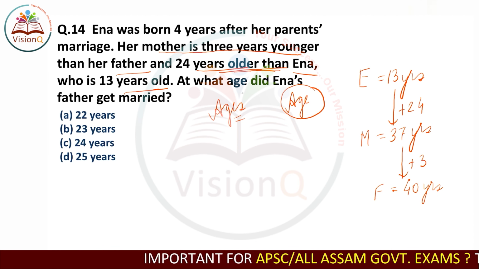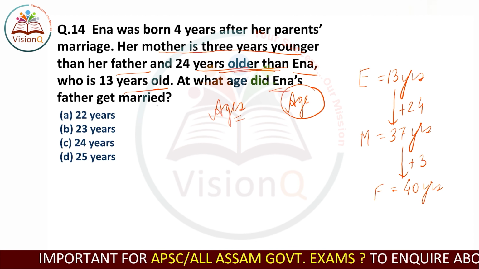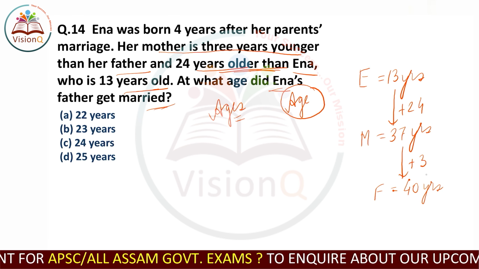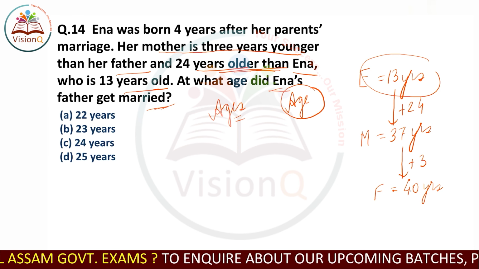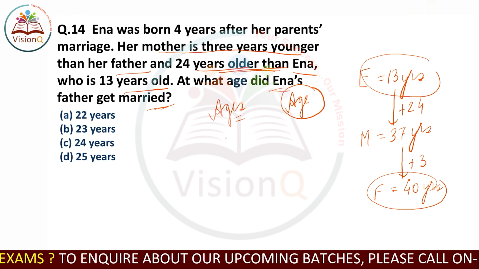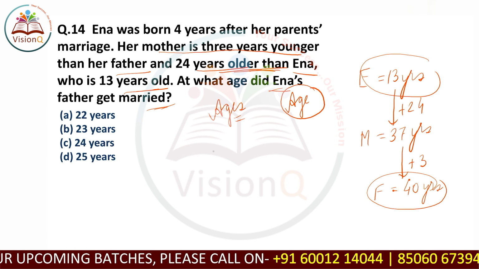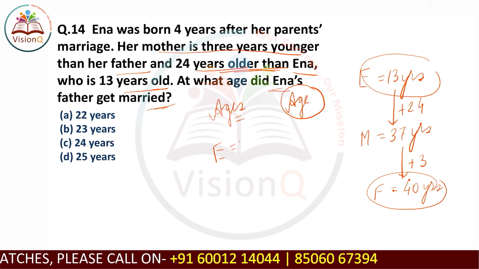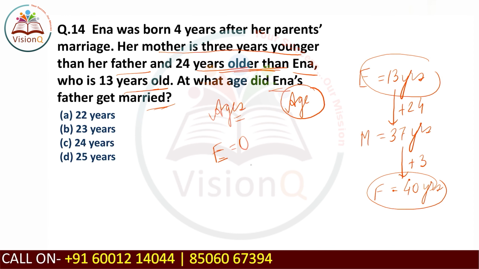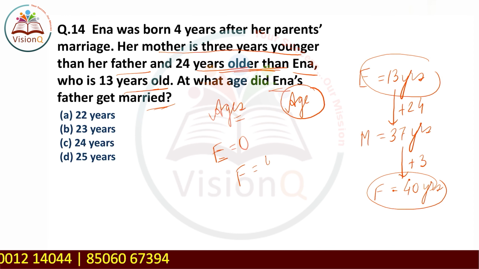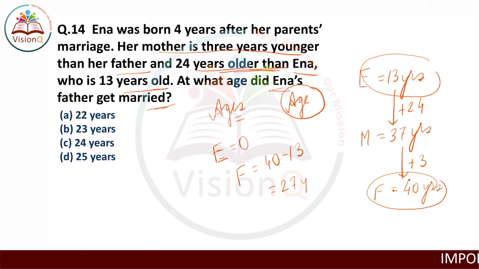Now it is asked to find at what age Ina's father got married. Link Ina with her father. When Ina was 13 years of age, father's age was 40 years. Now when Ina was born, father's age will be 40 minus 13. That is, father's age was 27 years when Ina was born.